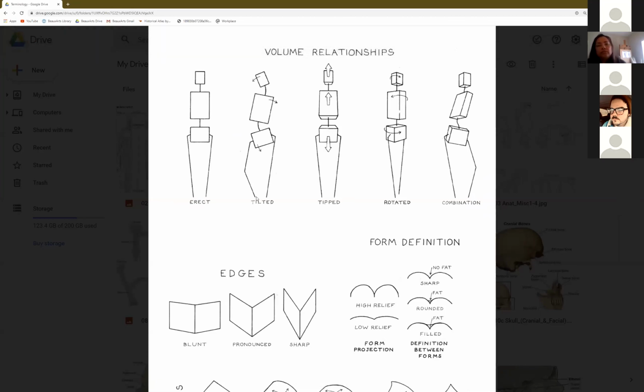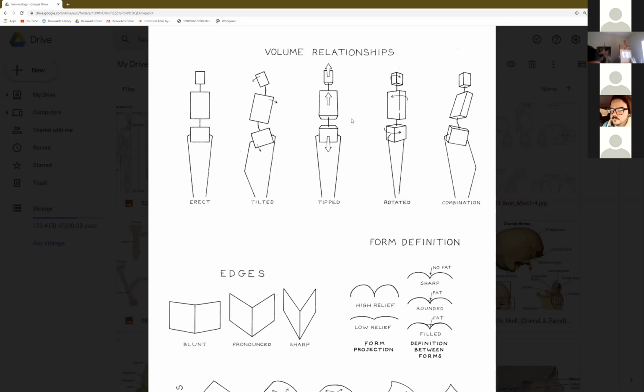Tilted means basically the axis is, things are moving on an axis on the lateral side. So the side of your thorax is moving towards the side of your pelvis, like as is diagrammed there, tilted, like contrapposto.